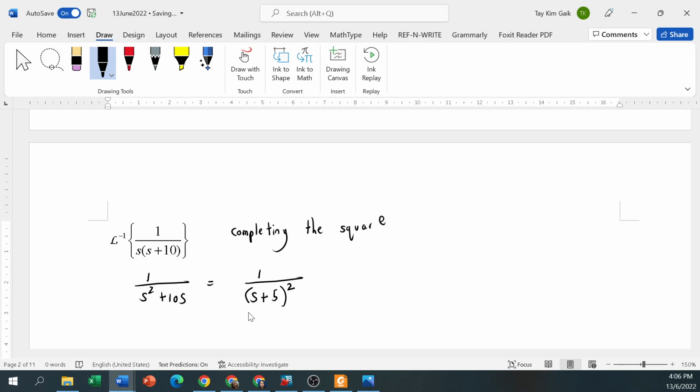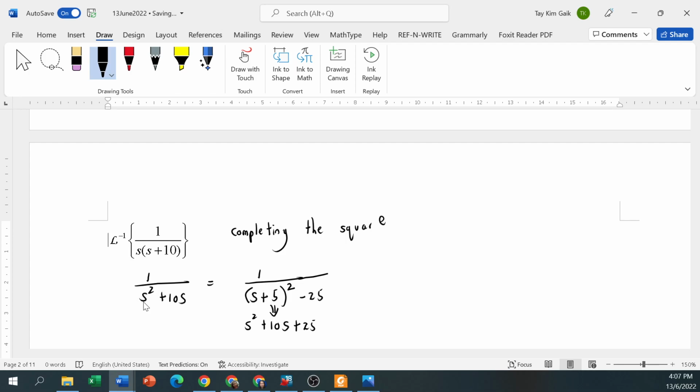Okay, you expand back, you should get s squared plus 10s, and then this is plus 25. So you've got an extra 25, so we need to minus back 25. So this is if using completing the square.